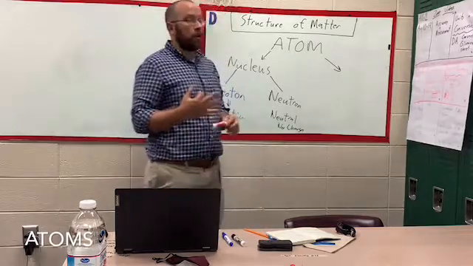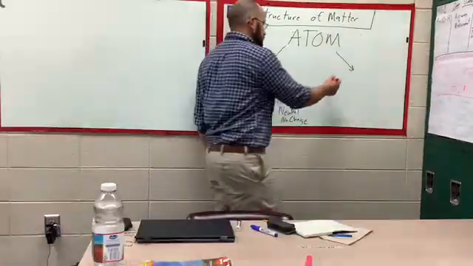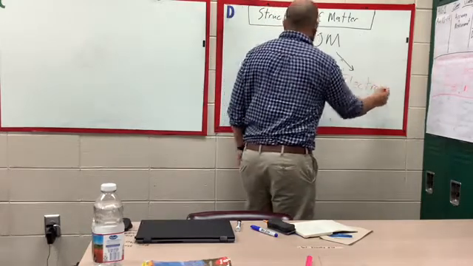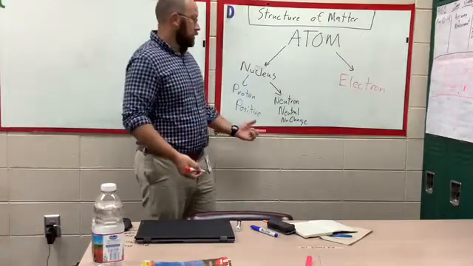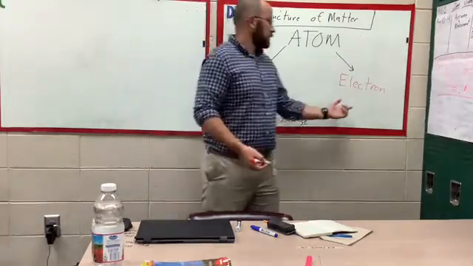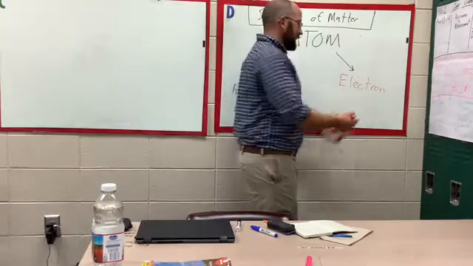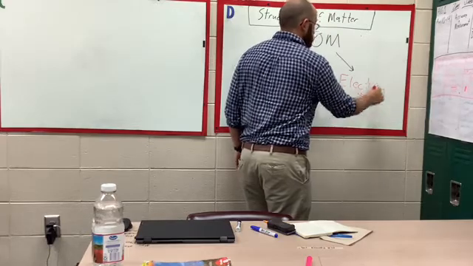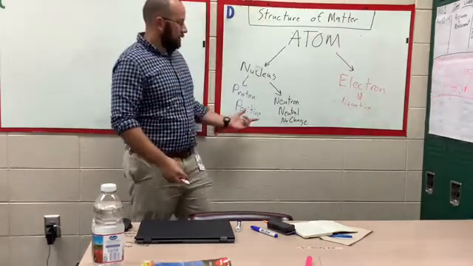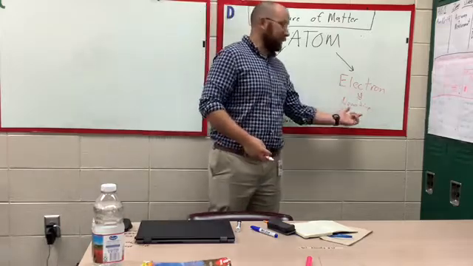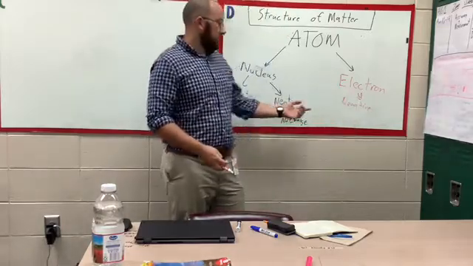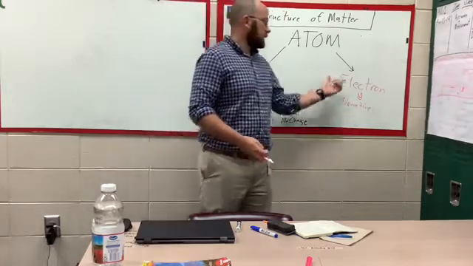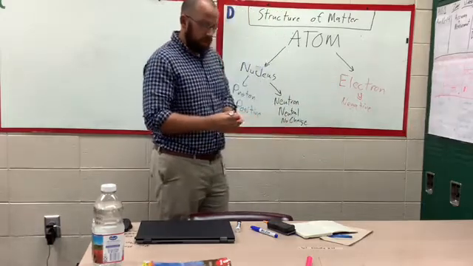Now, there is a third part that you need to know, called the electron. So if the proton is positively charged, the neutron is neutral, no charge, what do you think the electron is? It's negative. So proton positive, neutron neutral or no charge, electron is negative. A lot of people get this confused because they think negative and they think neutron. That is not the case. The electron is negative.